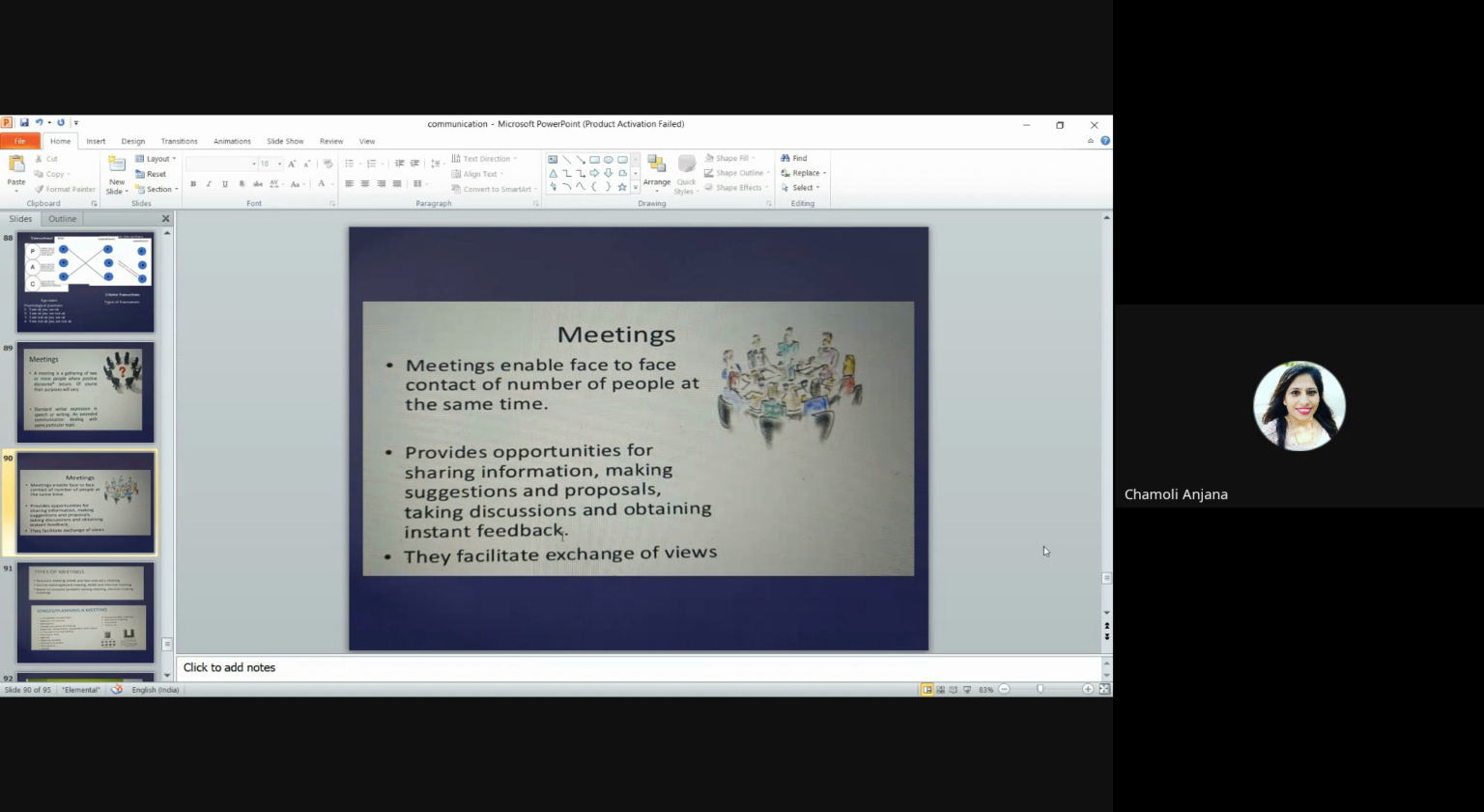So meetings, as it says, are face-to-face contact of a number of people at the same time. So it's a face-to-face discussion between the people who are involved in the meeting at the same time. So all these people should be available at the same time. Meetings provide opportunities for sharing information, making suggestions and proposals, holding discussions, and obtaining instant feedback. Right? That is what I have explained so far.